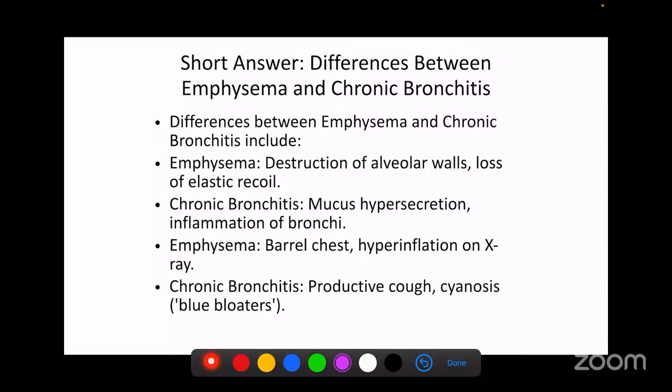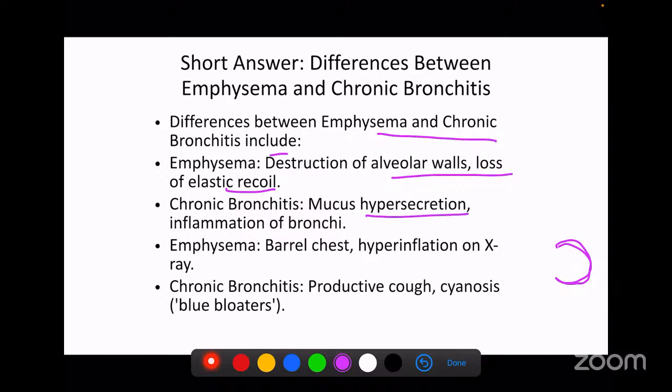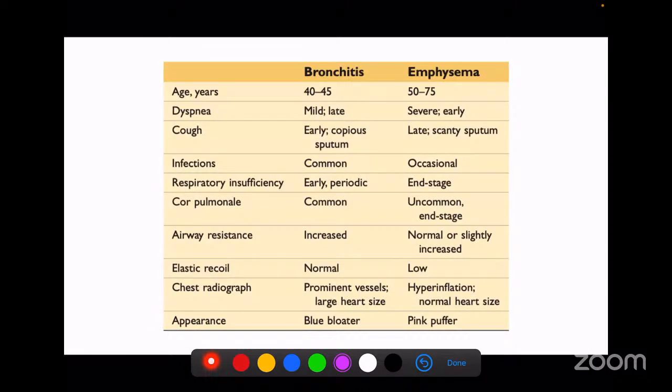And then the next short answer question is differences between emphysema and chronic bronchitis. Emphysema is destruction of alveolar walls and loss of elastic recoil. But in chronic bronchitis, there is mucus hypersecretion and inflammation of bronchi. Chronic bronchitis usually occurs at a somewhat younger age, and emphysema at a somewhat older age. Dyspnea is seen in emphysema at a very late and severe stage, but in bronchitis it can be seen at a very mild stage as well as a very late stage.